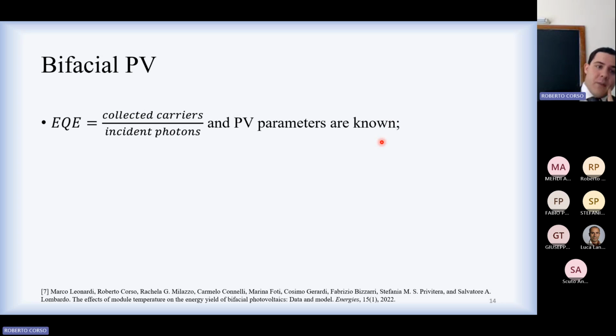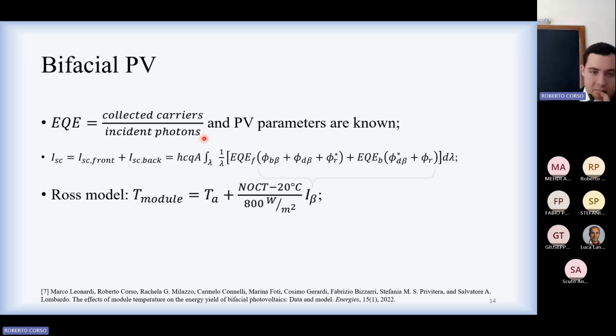We also need some electrical parameters of the system, namely the external quantum efficiency, which is the ratio of collected carriers over incident optical photons. We also need the dark saturation current, which is the expression of the strength of the recombination processes. And here we see how it all comes together in order to determine the short circuit current of the system. We have a contribution from the front of the module and a contribution from the back of the module.